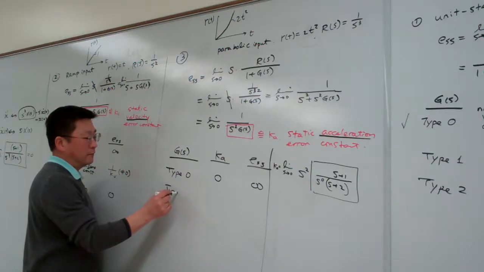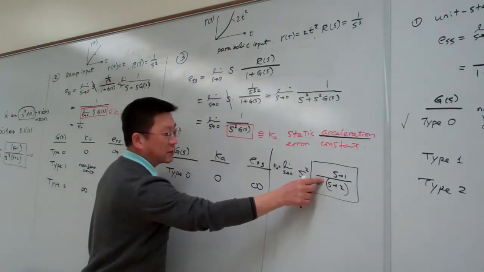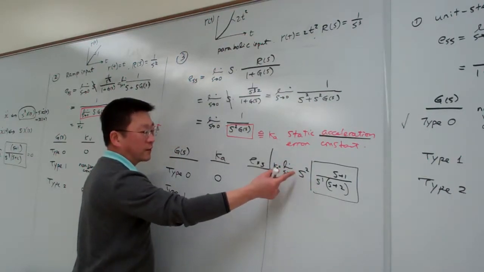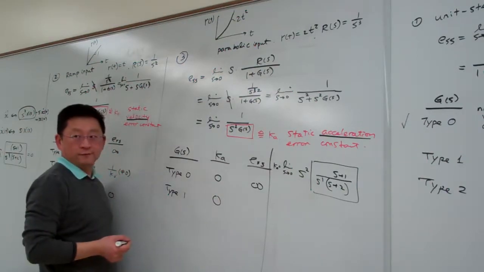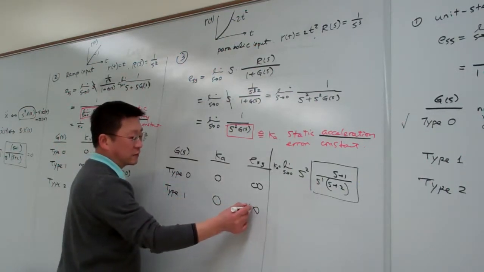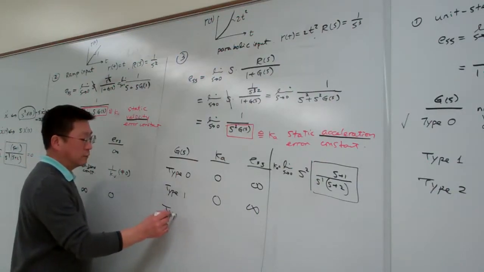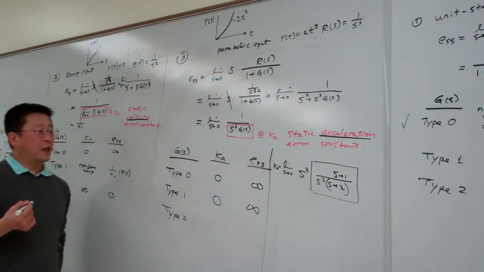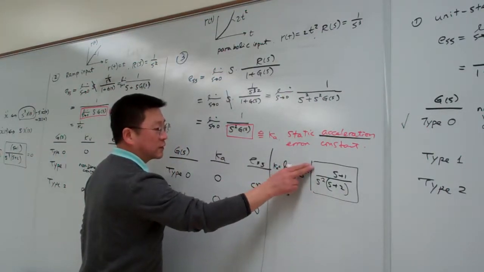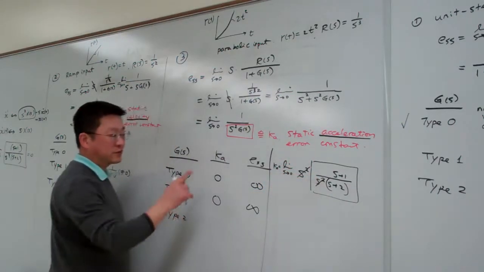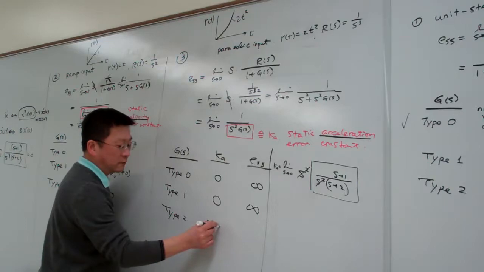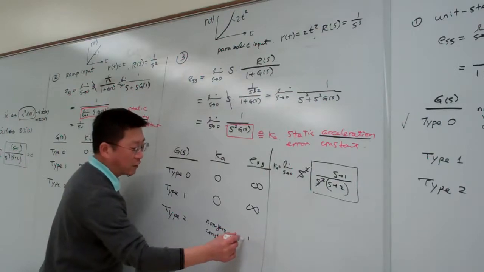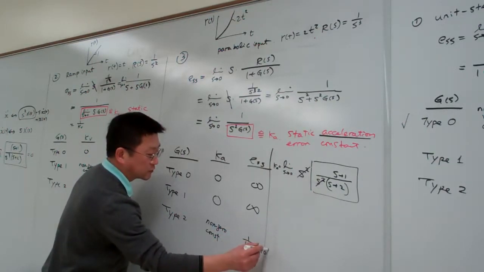And for a type 1 system, this becomes S to the 1 here. And then we multiply with this one again. From here you can see Ka is again equal to 0. Okay, so Ka is 0, ESS is infinity. And for a type 2 system, this is S squared here. And so from here we cancel this term, S squared cancels with this one. Basically Ka becomes a non-zero constant. So basically ESS is 1 over Ka, which is not equal to 0.